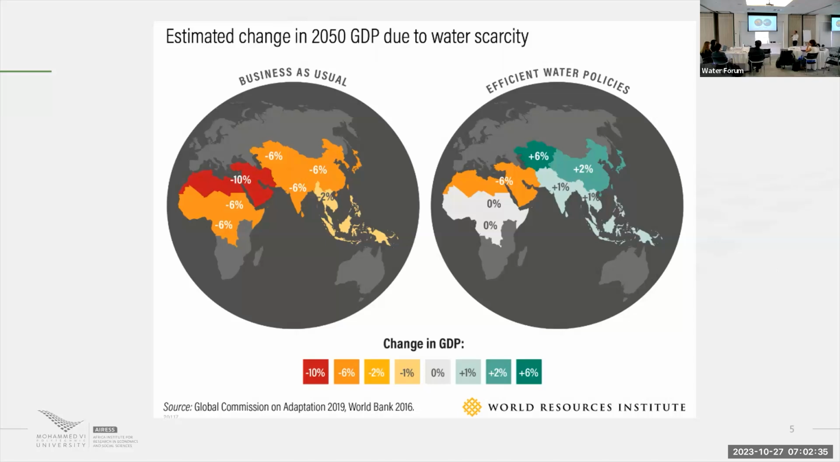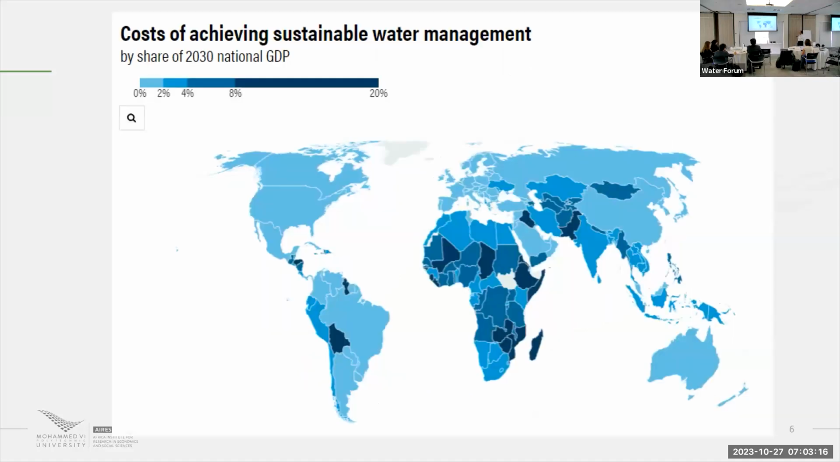There are some projections published by the World Resources Institute, which are data from the Global Commission on Adaptation and the World Bank, which show that if we continue with business as usual, we have a decrease, like in the MENA region, of around minus 10% of the GDP because of water scarcity. And if we implement efficient water policies, then this minus 10% can become minus 6%. And in some regions, there will be an increase of 2%, going from minus 6% to plus 6%. So there is an impact on the GDP, and this needs to address the situation. We need investments, and the investment can go up to 20%.